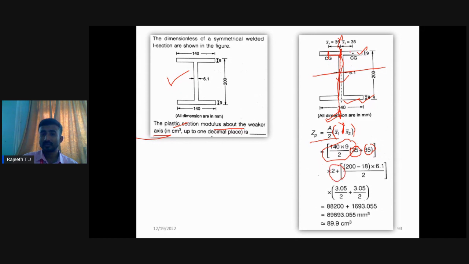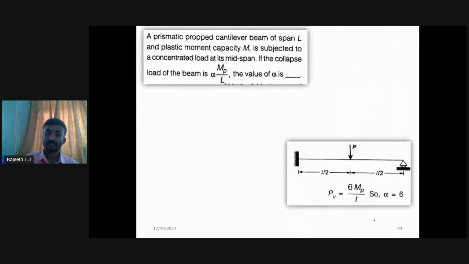For these two elements, they calculated here. So carefully we should calculate the area into corresponding distances. If you calculate area into corresponding distances, we are going to end up with the plastic section modulus here, 89.9 centimeter power 3. So this is one more problem.